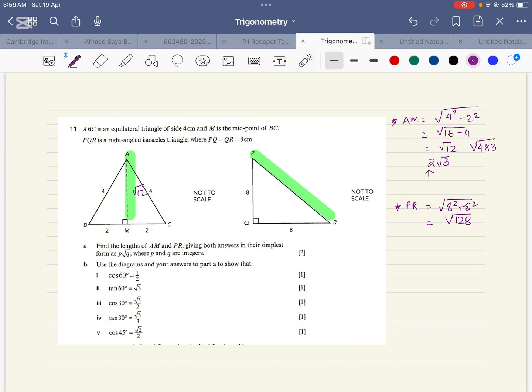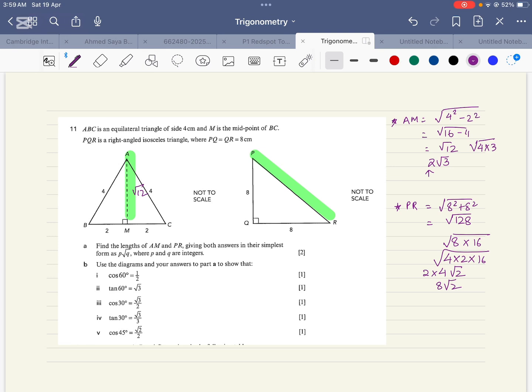This also needs to be given in this form. We have root of 128, which is root of 8 into 16. 8 can be written as 4 into 2, and 16 I am letting stay as it is because 16 can simply come out as 4. 4 comes out as 2, 16 comes out as 4 root 2. So we have 8 root 2.